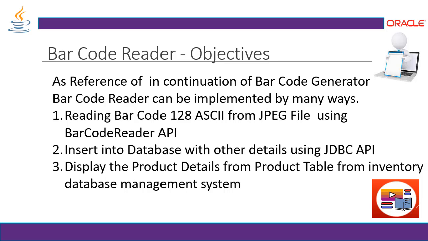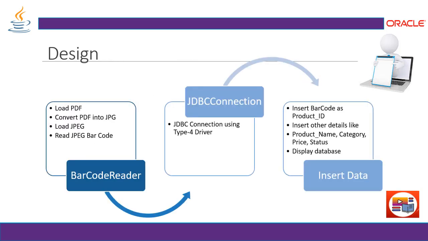And then we are reading that barcode and inserting it into the database as a product ID with other details using the JDBC API, and displaying the product details from the product table in the inventory management database, where we are maintaining all the information about that particular product which is associated with the barcode. So let's start with the design.